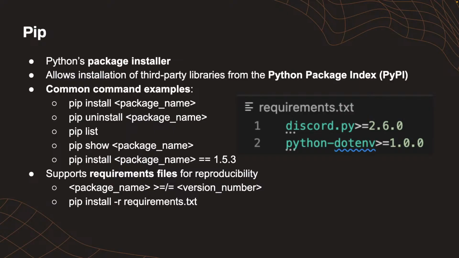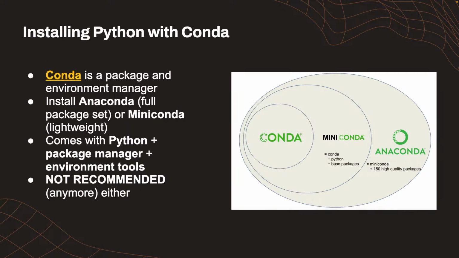And this follows a format of package name, equals, and version number. And you can also use the greater-than-or-equals symbol, so you can install a version that's newer as well. And then in order to use this file, you can do pip install -r requirements.txt.